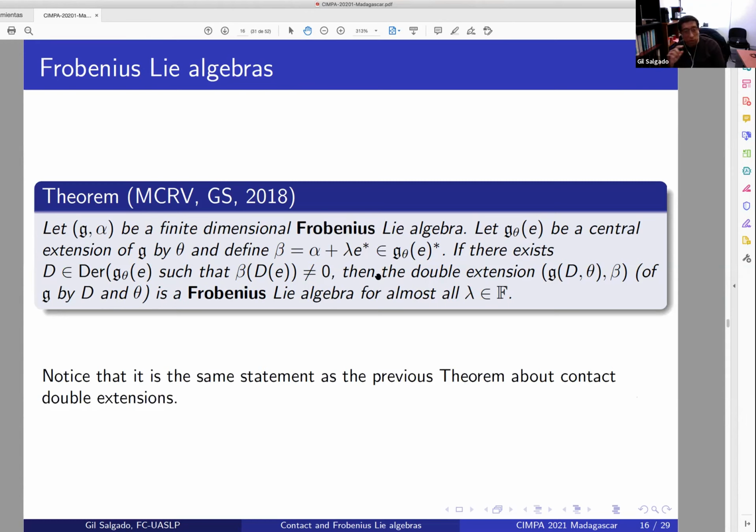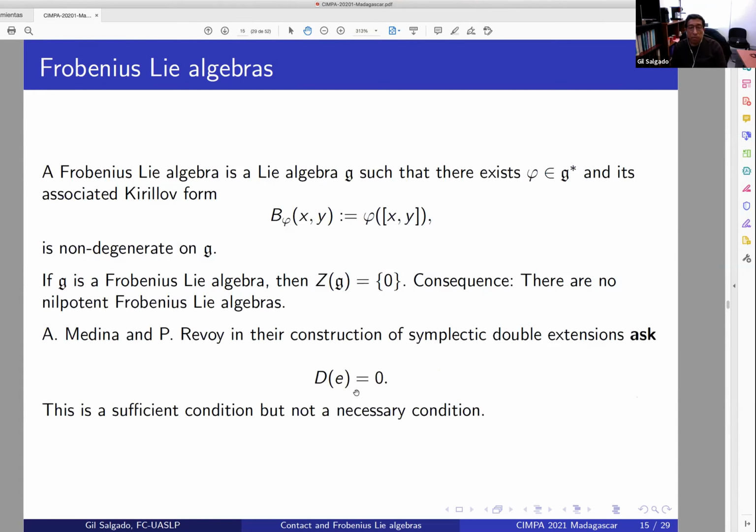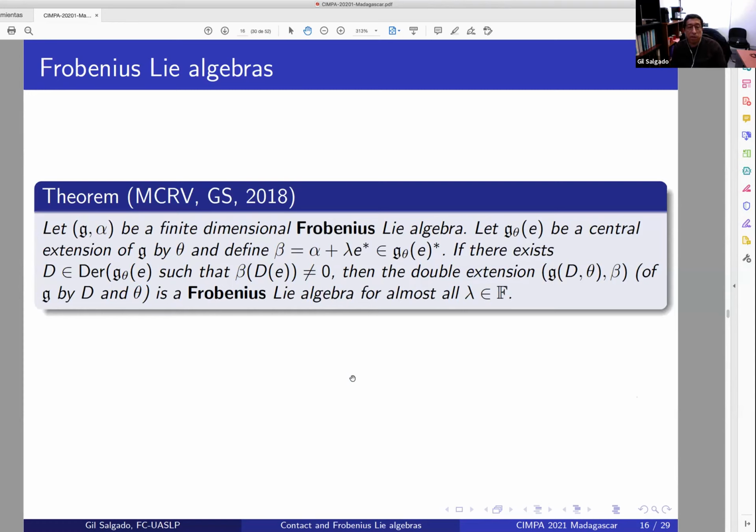So you can notice that this is the same statement as the previous theorem about contact double extensions. This condition, for example, is a necessary condition in the quadratic case, and in the symplectic case it is not necessary. And obviously in the Frobenius case, it is not possible that this element must be 0.